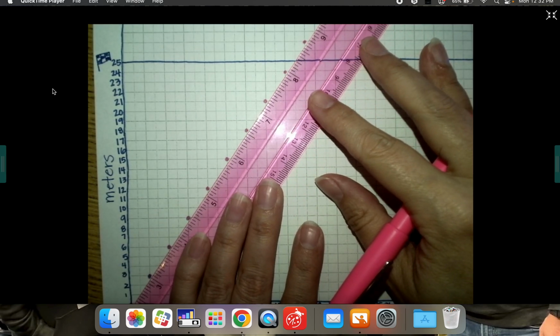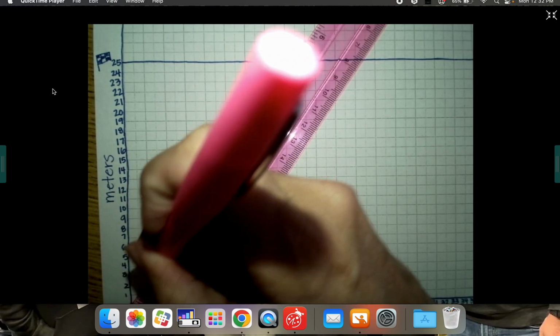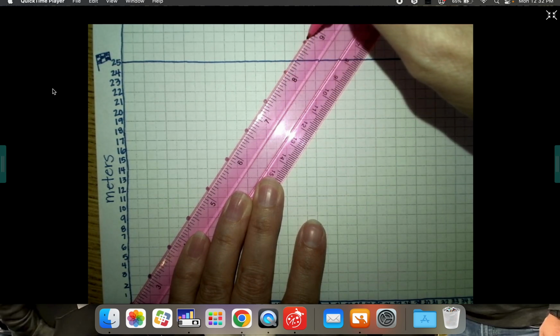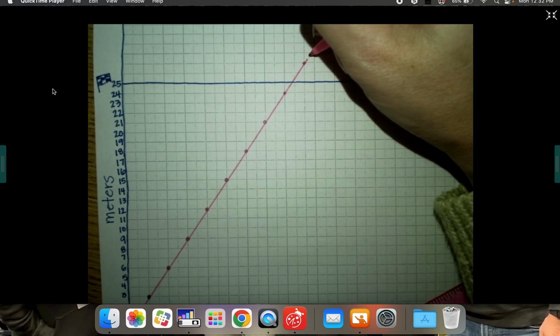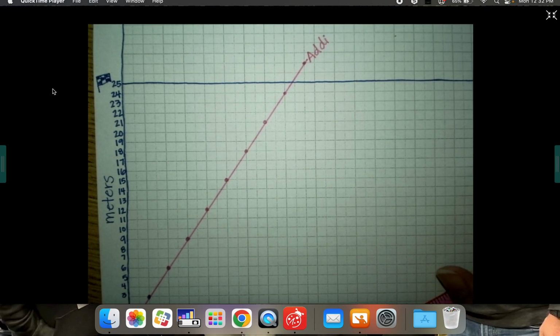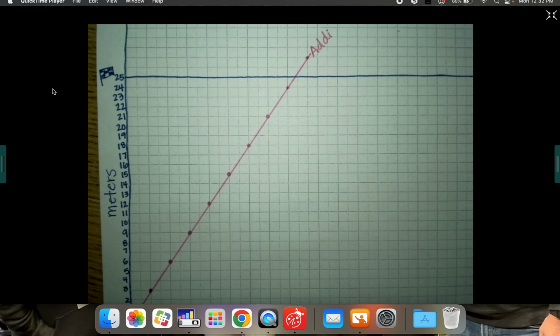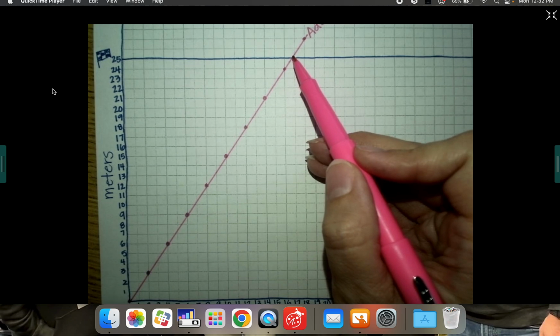Good. Okay, so I am going to draw as straight a line as I can, because I need to see where Addie crosses that finish line. Whether or not you are using a different color, be sure to put Addie on your line somewhere and label her name, because we're going to do some follow-up questions on the back, and we're going to need to know whose line is what.